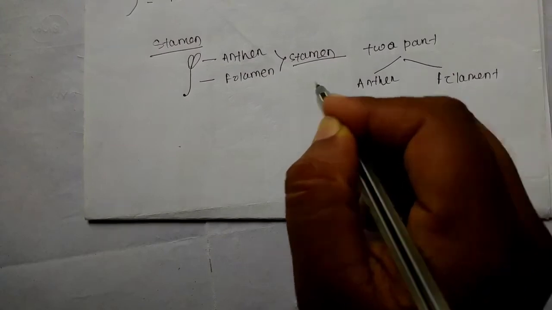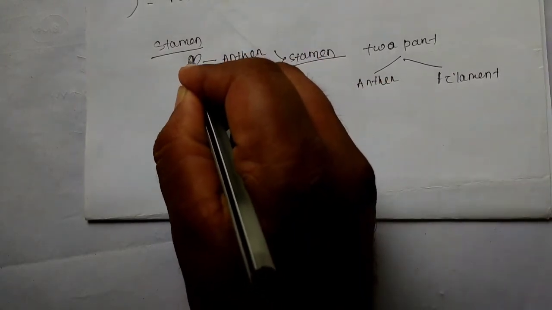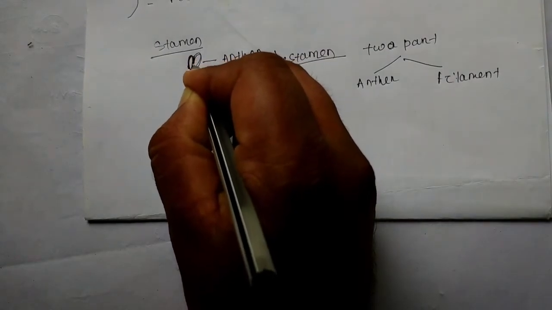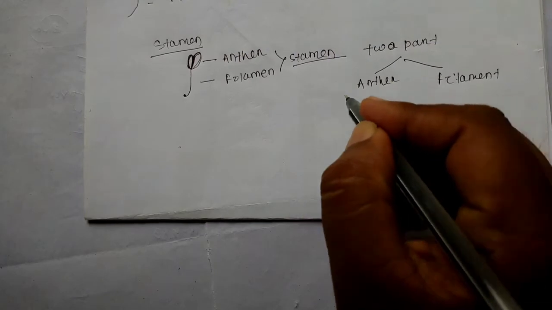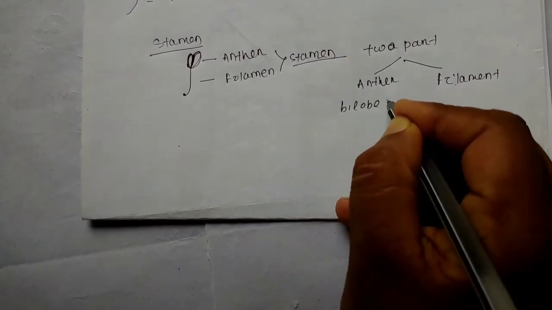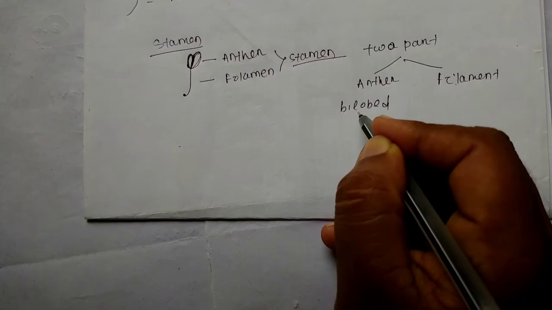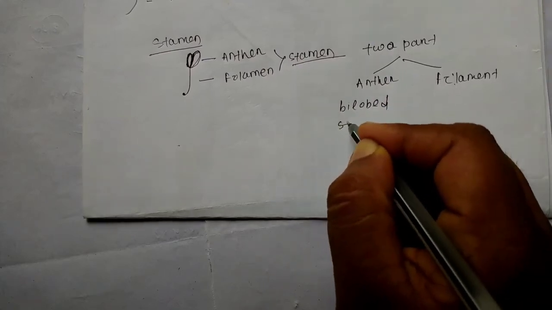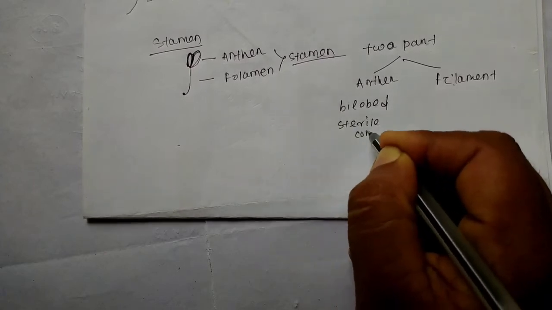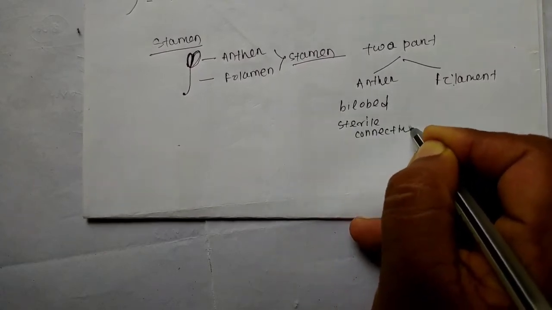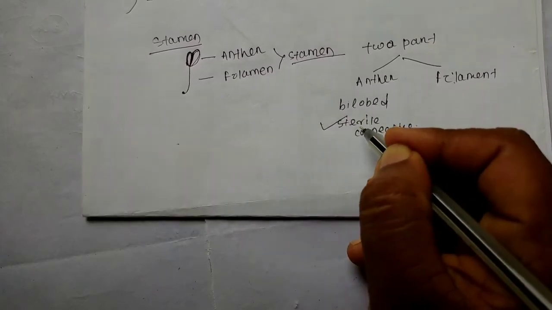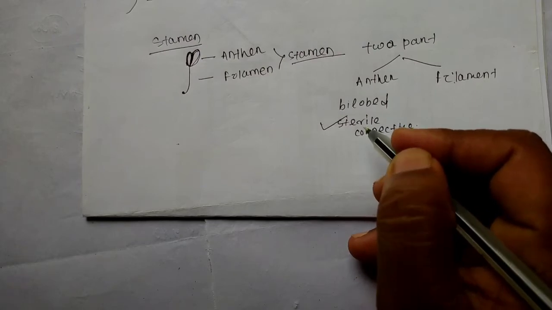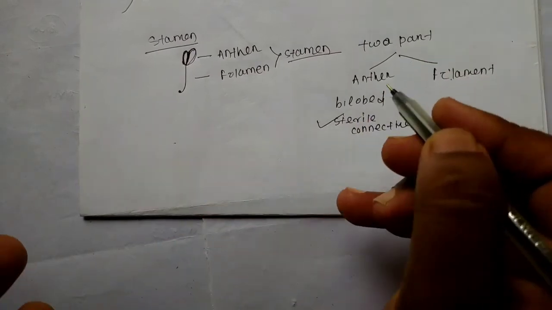Anther: here you can see the anther is bilobed, and these two lobes are connected with each other by a sterile connective tissue. Why is it called sterile connective tissue? Because it does not take part in the process of reproduction. Its only function is to hold the two lobes close to each other.